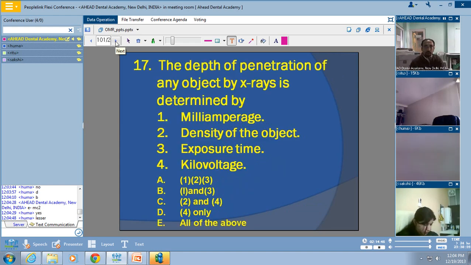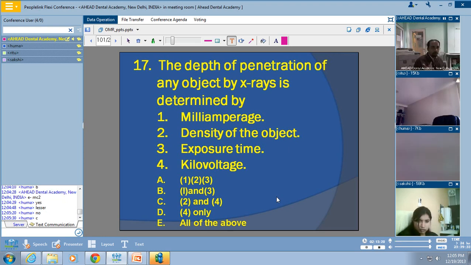The depth of penetration of any object by X-rays is determined by, we have all these four choices. Milliamperage. Does milliamperage cause any effect on the depth? Absolutely no. What milliamperage will do is it will just help us in increasing the density, but not much. What about the density of the object? Yes, the density of the object will have a mild but definite effect on the penetration.